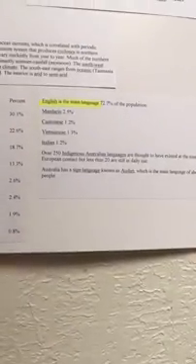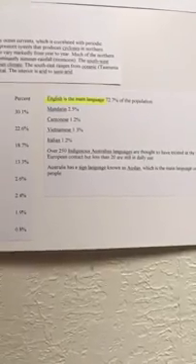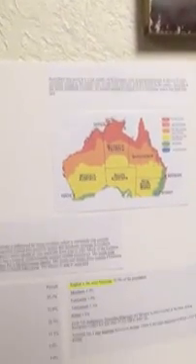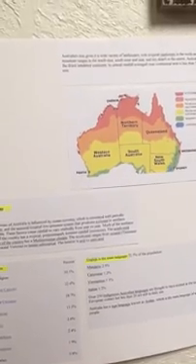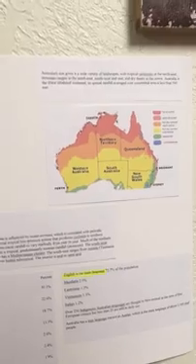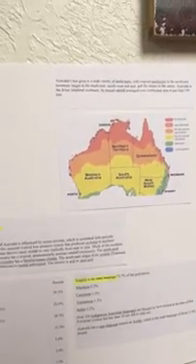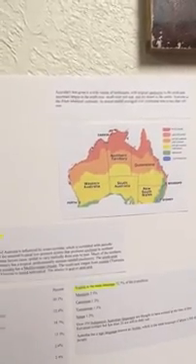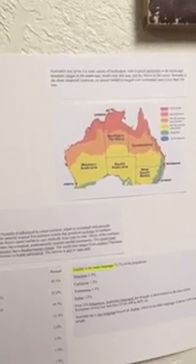72.7% of the population speaks English, 2.5% speak Mandarin, 1.2% speak Cantonese, 1.3% speak Vietnamese, and 1.2% speak Italian. Over 250 Indigenous Australian languages are thought to have existed at the first time.